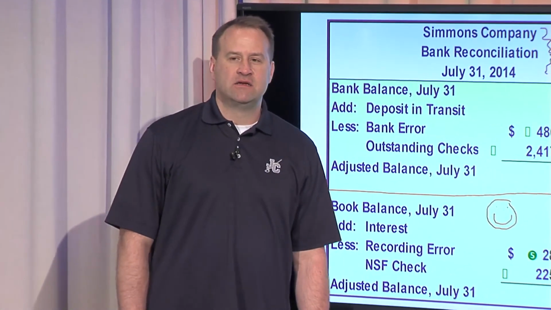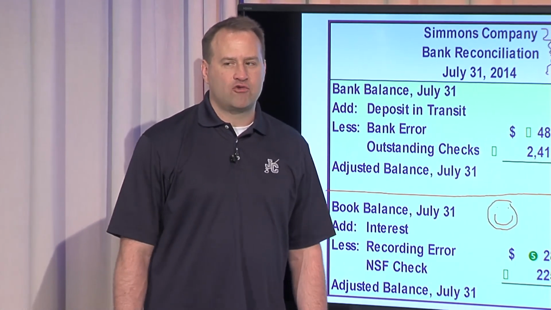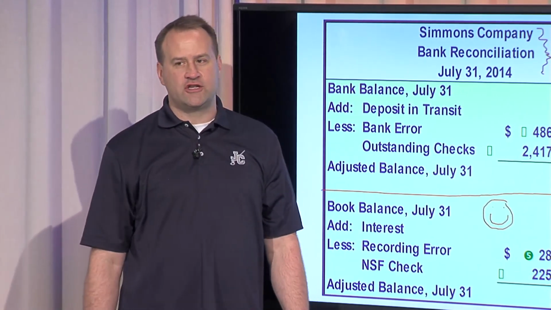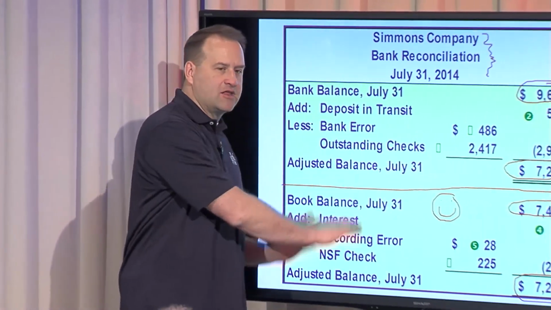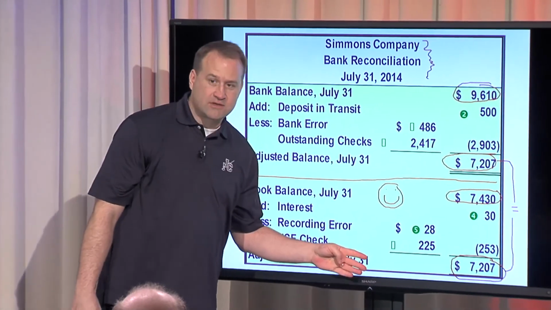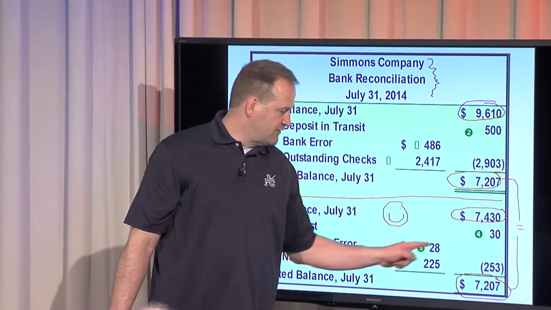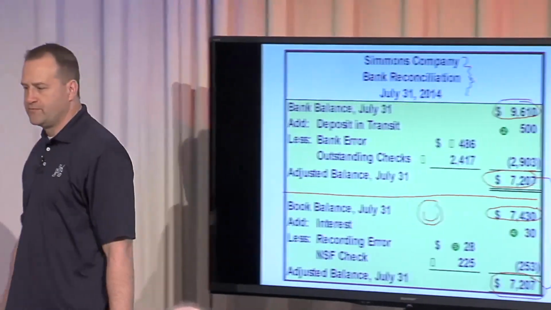Okay, now we have to do journal entries for part of this bank rec. We only do it for one part of this. Which side do you think we do journal entries for? The bank side or the book side? The book side. We have to make journal entries in our books to account for these reconciling items, okay?